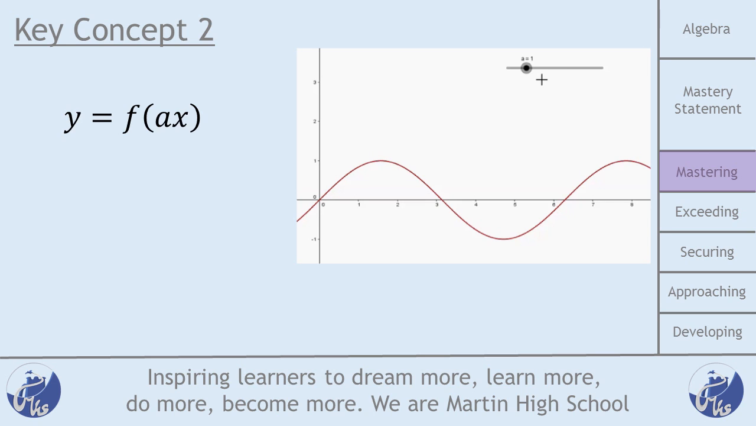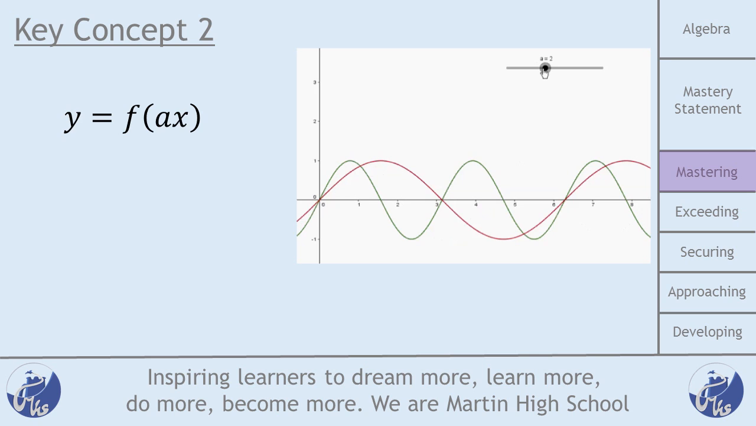So first of all, a is going to be increased, and I'm going to try and pause this when a is 2, so that you can see how the graph has changed. So this graph now has been squished, it's been brought closer to the y-axis, it's been pushed in a bit. It's a bit like a spring that was stretched out and it's now being pushed back together again.